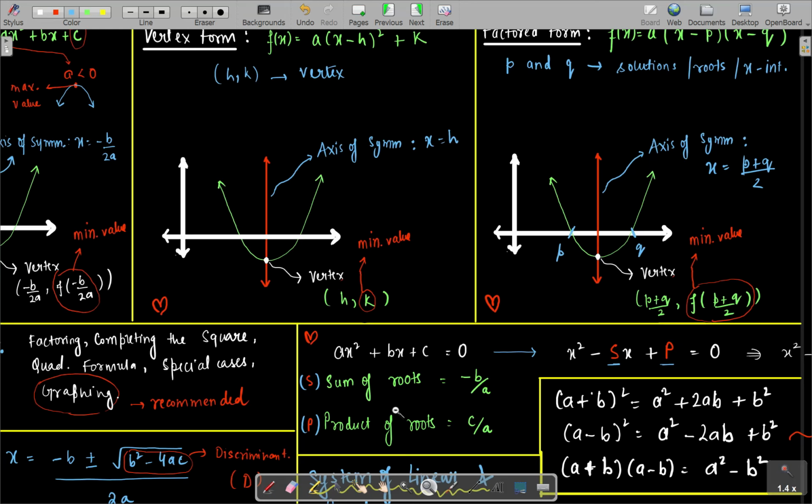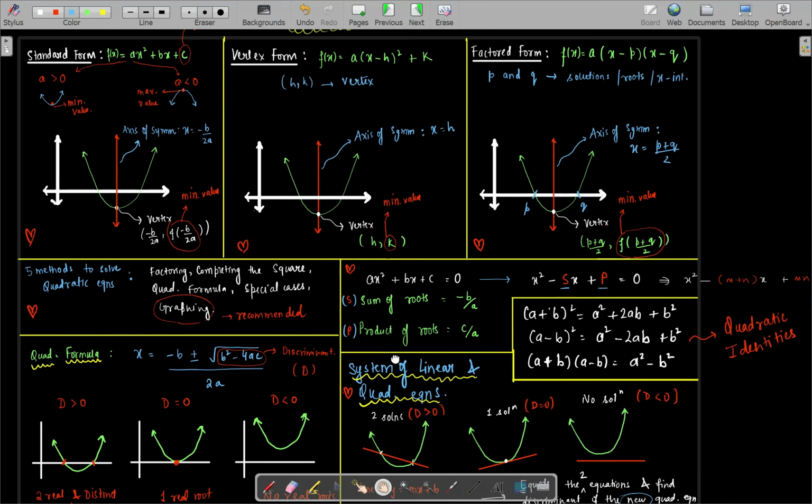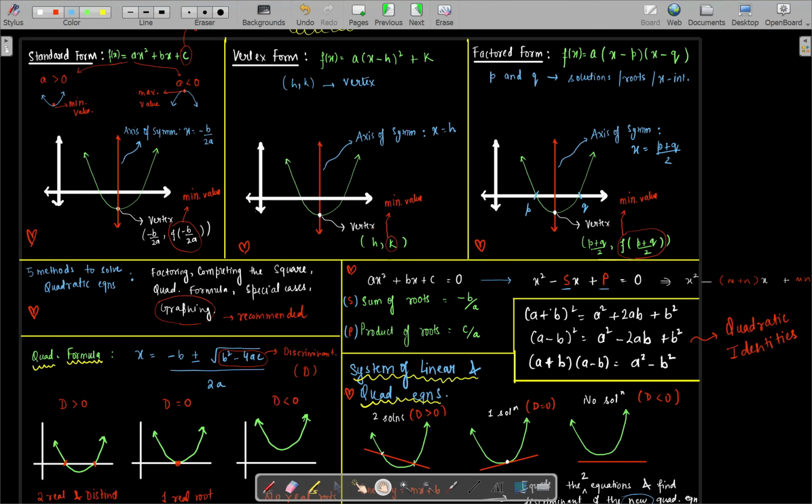Then you should also know these three quadratic identities. These are really important. A plus b whole square is equal to a square plus 2ab plus b square. A minus b whole square is equal to a square minus 2ab plus b square. A plus b times a minus b is equal to a square minus b square.